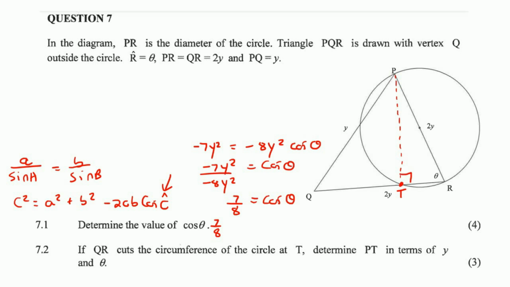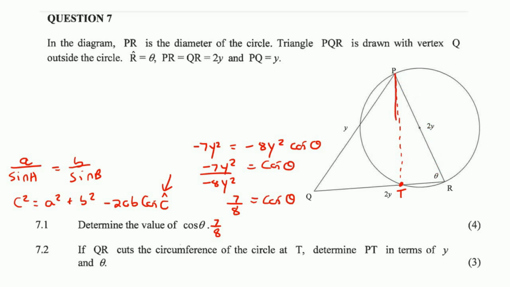This looks like 90 degrees, but it might not be, although it could be, and in fact, it is. Why? Well, check this out. This is the diameter. That is the diameter.